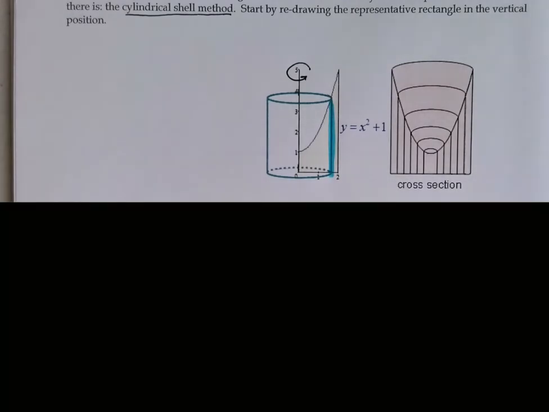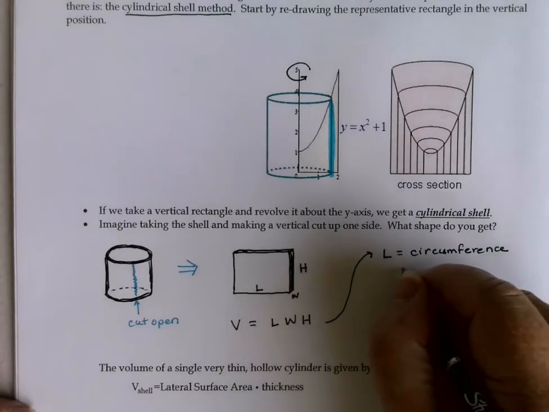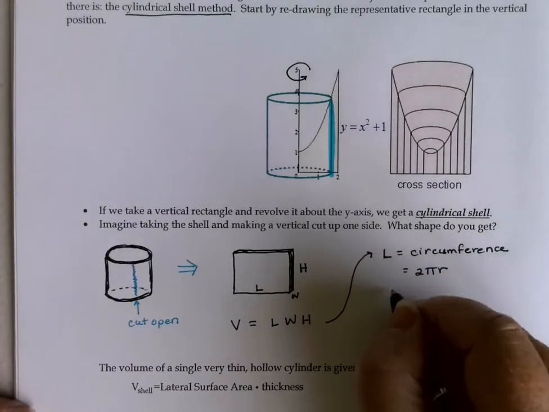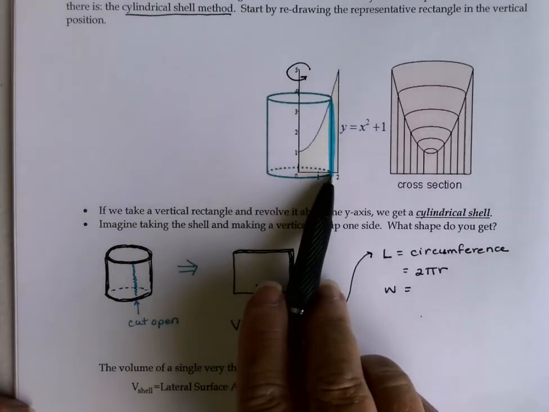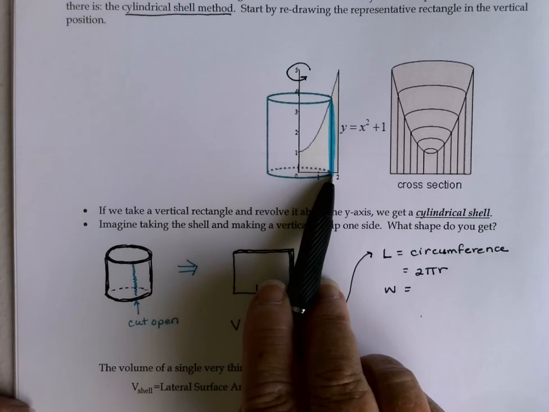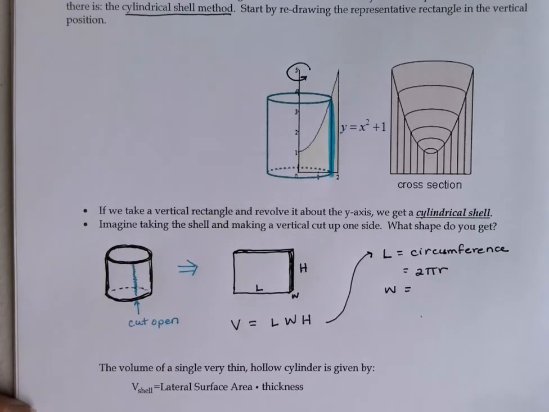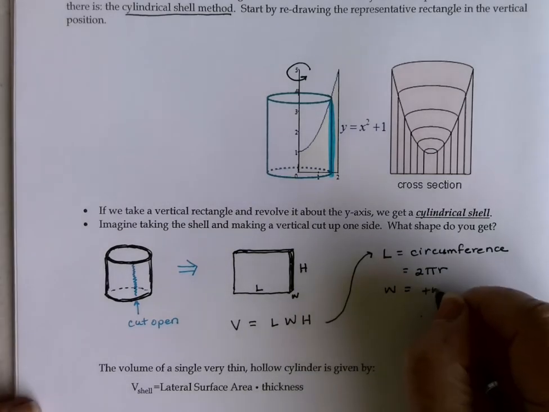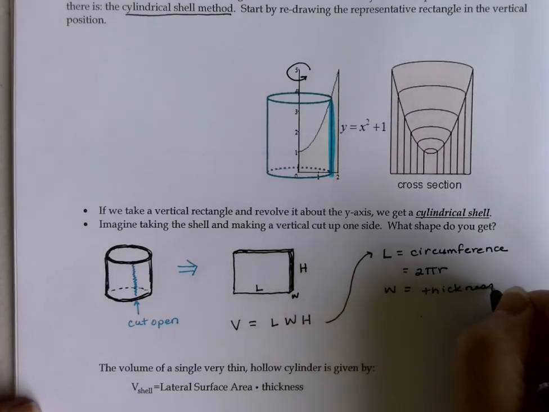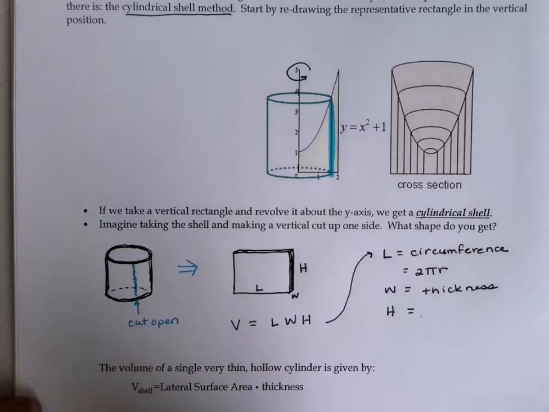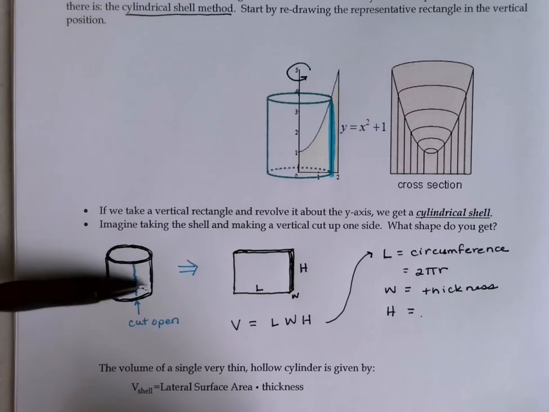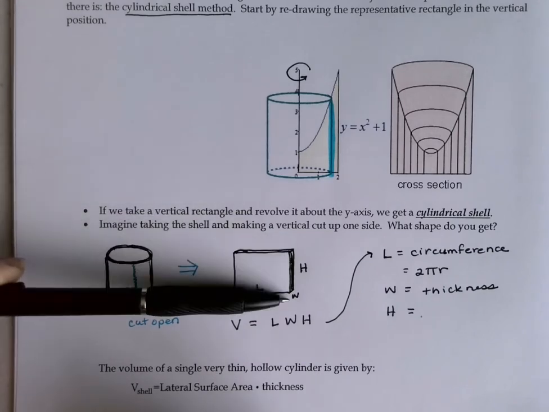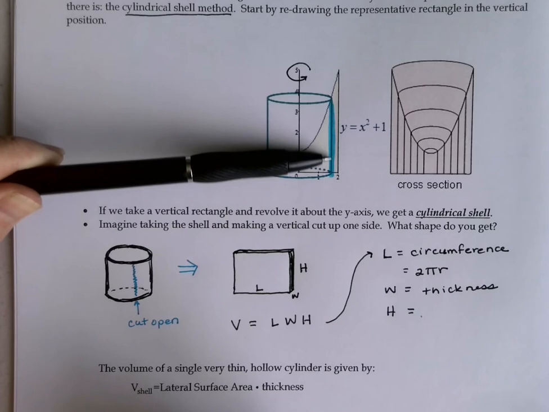And the circumference of a circle is 2 pi r. The width, that's that little tiny piece that originally came from how thick we made our representative rectangle. And that's typically going to be our dx or dy, delta x or delta y. So for now, I'm just going to call it thickness. And the height, notice the height of the rectangle eventually became the height of the cylinder and therefore the height of my box. And that was just my function, right?